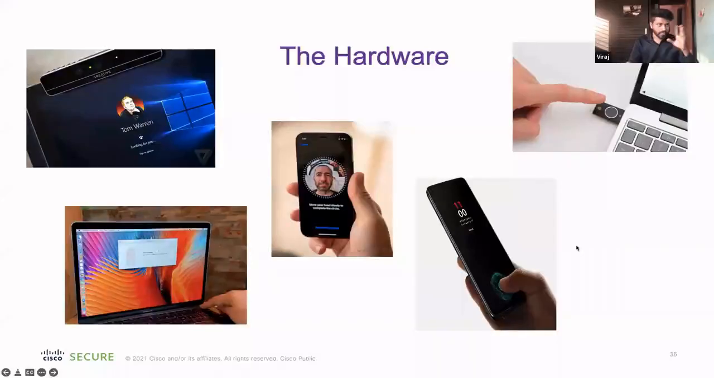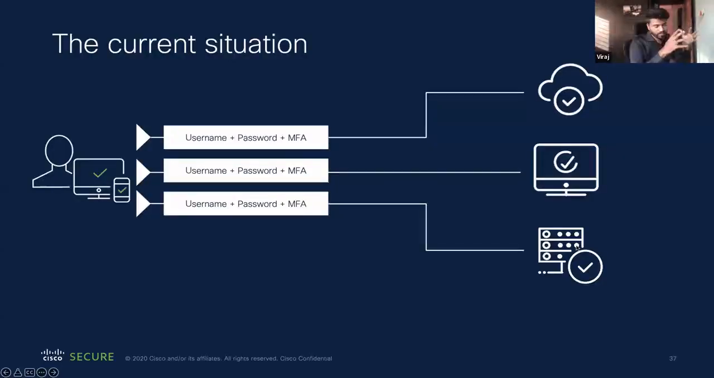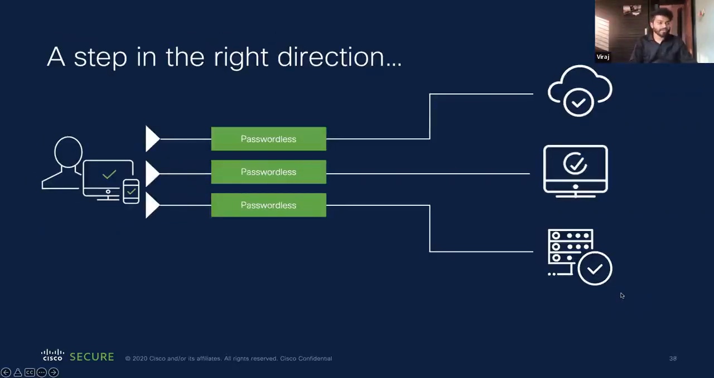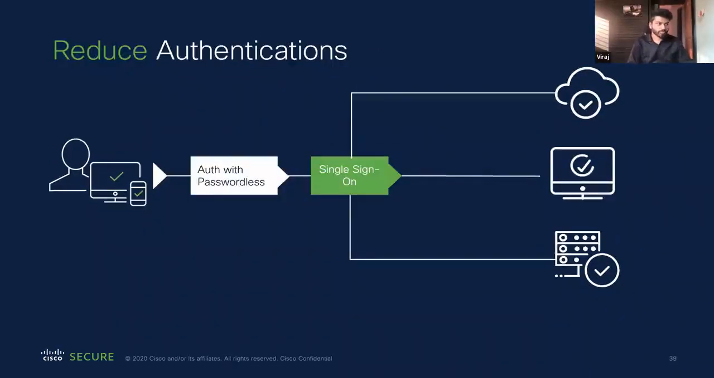So this is the case study. The current situation is this: there's a username, there's a password, and there's multi-factor authentication. It can be push, it can be OTP, it can be a phone call, whatever. But we are going to move away from this, and the right direction to go is passwordless, right? So when a user is trying to access those three things that we spoke about, workload, workforce, or workplace, the world is moving towards passwordless.